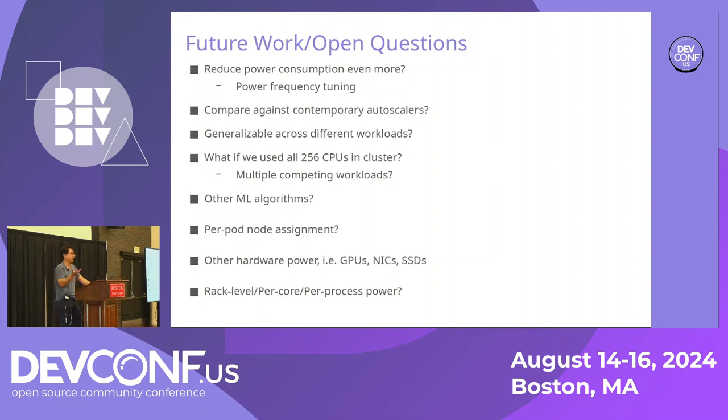Also, obviously, how would it generalize across other Kubernetes workloads, right? The other thing is, what if we have multiple competing workloads in this cluster? Because right now I'm just running one workload. It's 256 nodes, and half of them are idle. What if you have 10 different things there? Can it figure out some placement, or is this way too complex for that case?